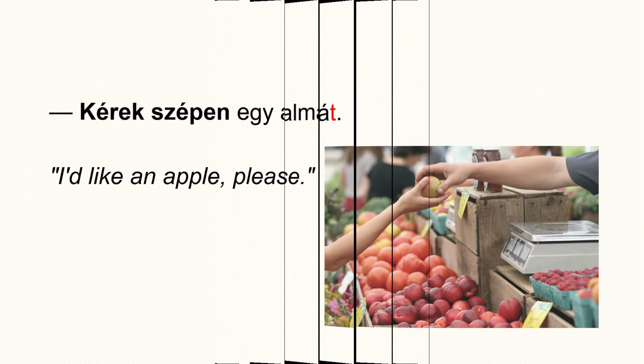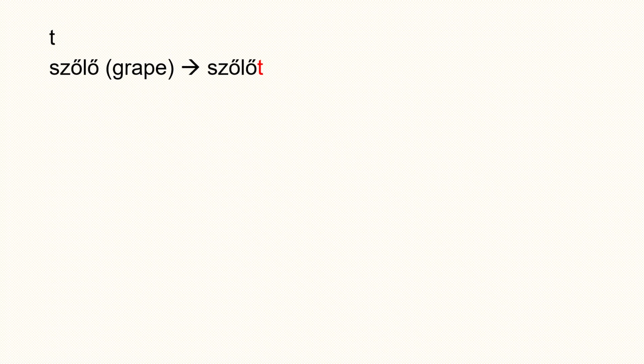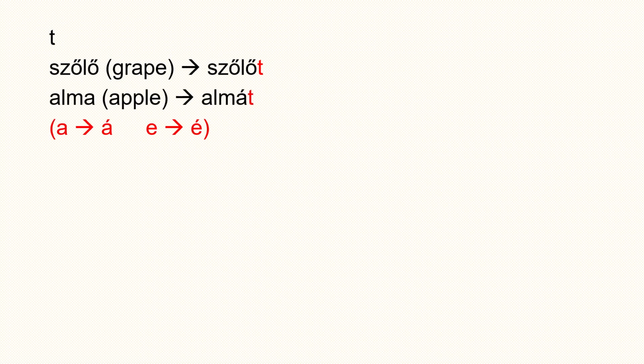Let's look at how a word can take the object suffix. After a vowel, you simply add t, for example, szülő, szülőt. If the word ends in a or e, it changes to á or é. For example, alma, almát.